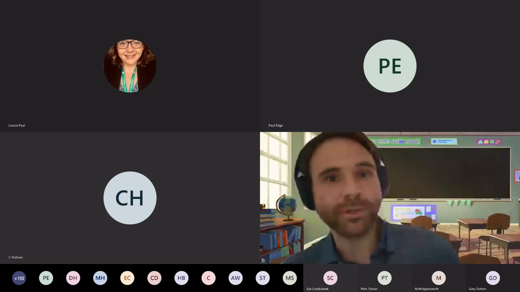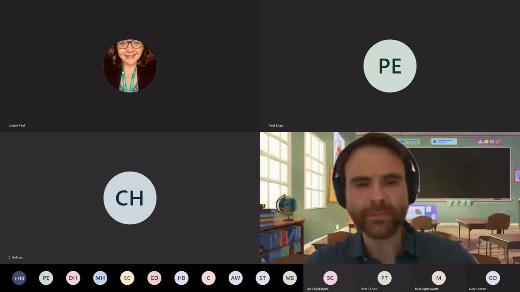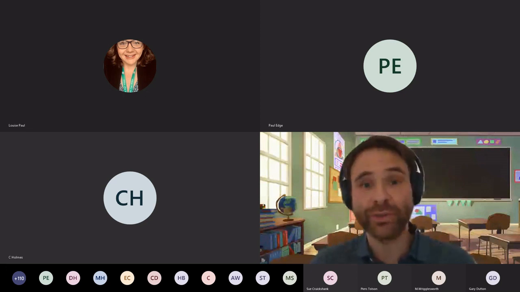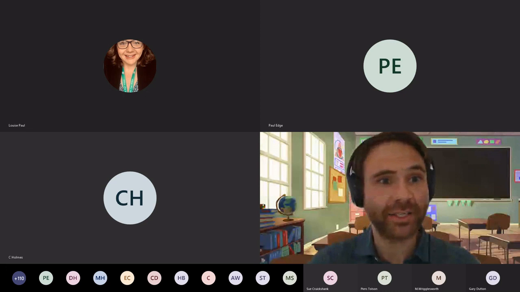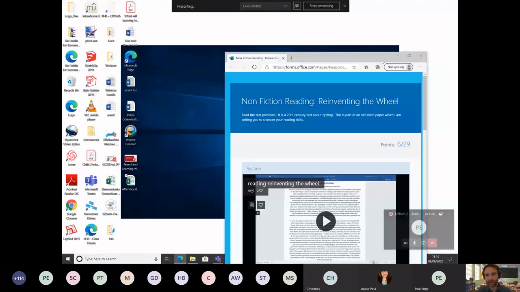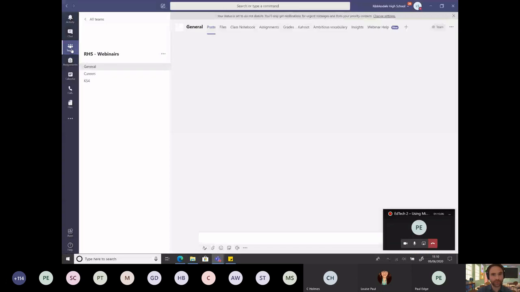And one of the best ways to do that is by using the assignments function within Teams, because this allows us to use any resources that we currently have and allow our pupils to get access to them. Okay, so what I'm going to do now is just share my screen with you. Bear with me, and I'm just going to show you how this looks.